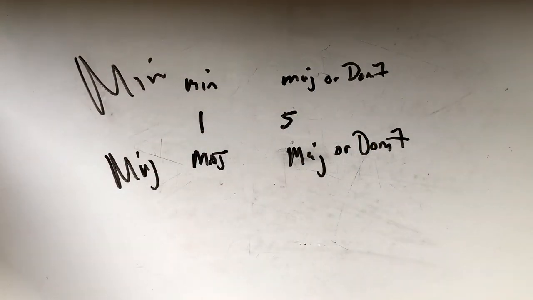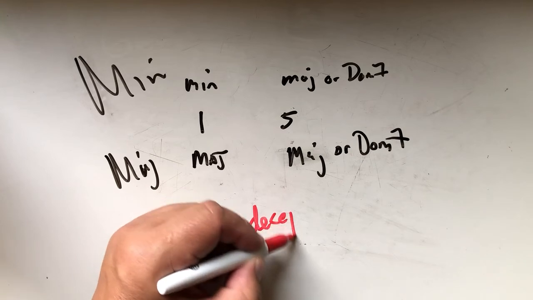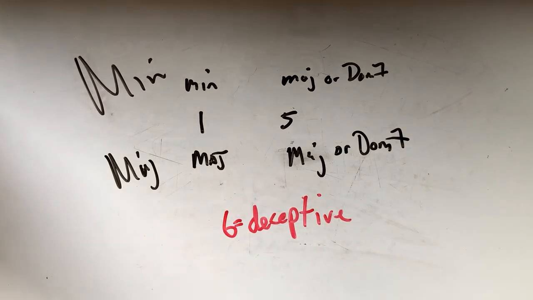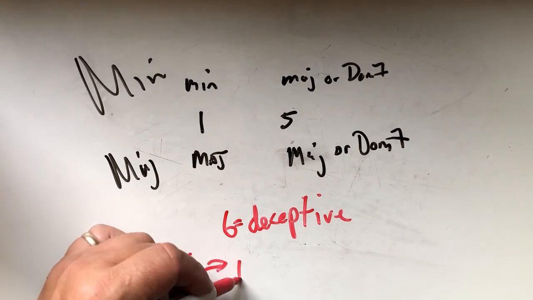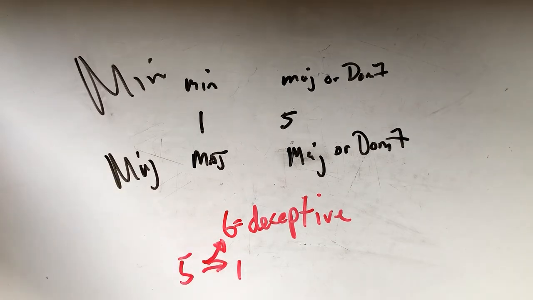Let's give an honorable mention to our 6th chord as well. 6 is what we call the deceptive progression when it goes to 6 instead of 1. It's the oops, I made you look. We're going 5 to 1, and that's normal. But then it says, I made you think we're going to 1, but we went there instead.